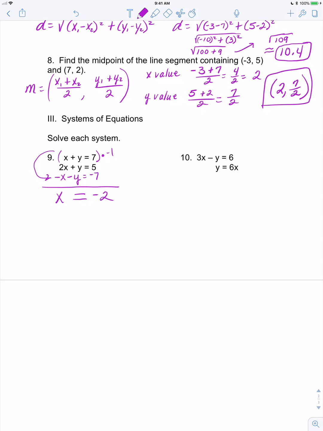Once you find one of the variables, then you just go back and take one of the equations and substitute what you found. So the x is -2 plus y is equal to 7. So I'm going to add 2 to both sides, so y is 9. So the point where these two equations intersect is at -2, 9.